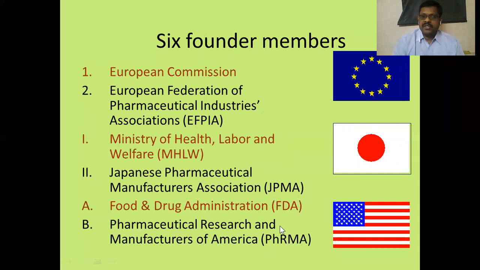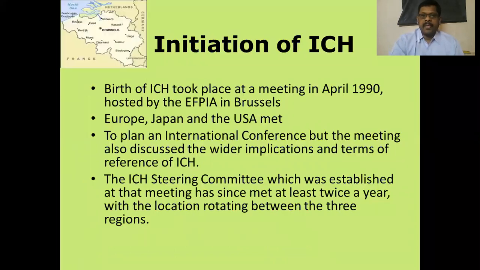The Food and Drug Administration is the USA's regulatory authority, and the Pharmaceutical Research and Manufacturers of America, PhRMA. So, three regions, three regulatory agencies, three manufacturers associations. So six founder members are there. They sat together and discussed. All the side points were assessed, and then these regulatory guidelines were made.